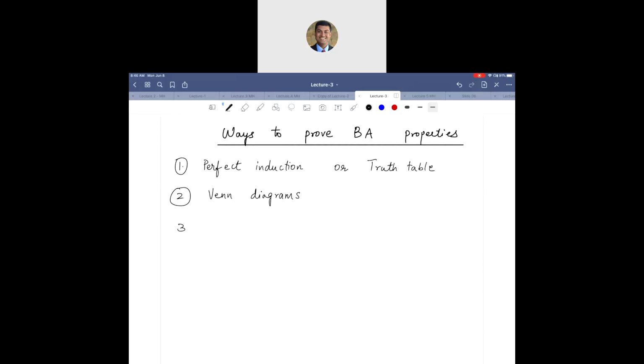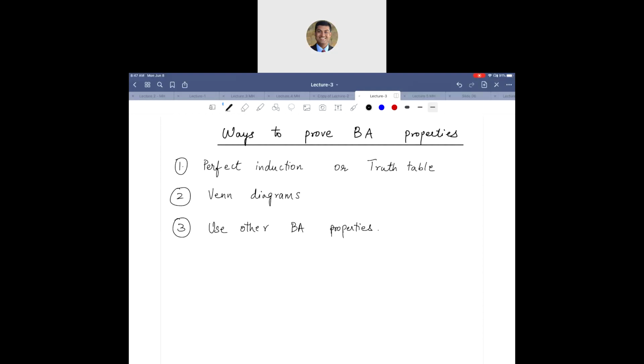Now, the third way to prove a Boolean algebra property is to use other Boolean algebra properties. Suppose I am proving property 10, I may use property 7, for example, because I've already proved it. The things that you have already proven, you can use to prove other Boolean properties. I will use different ways for different properties so that you can get the essence of all three options that you have.